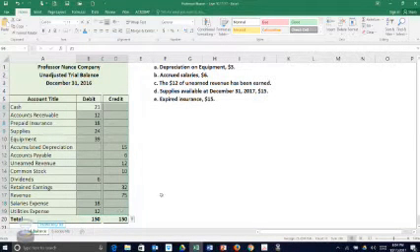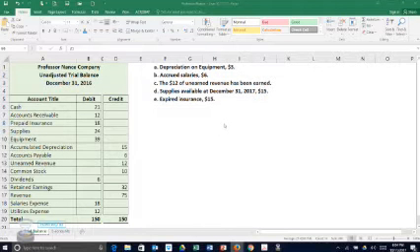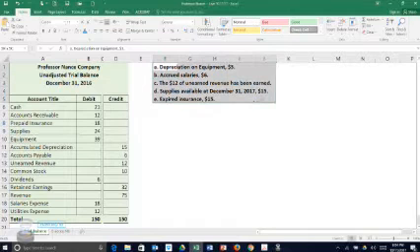We want to make sure that if it's an asset, then it is listed in the asset section, and if it is a liability, then it is listed in the liability section, and so on and so forth. So we want to make sure that everything has its correct balance. And it does appear that that is the case. So from this unadjusted trial balance, what we're going to do is prepare these entries right here.